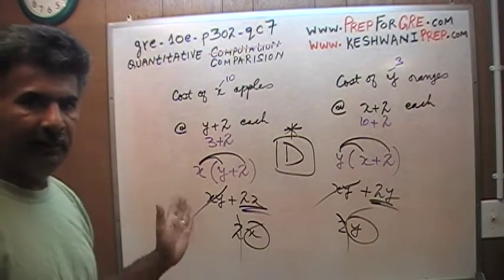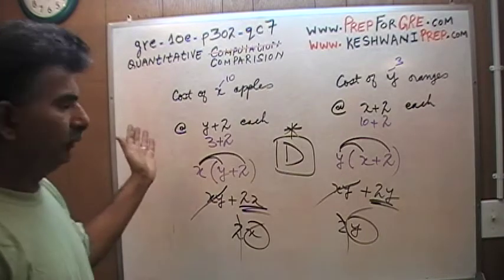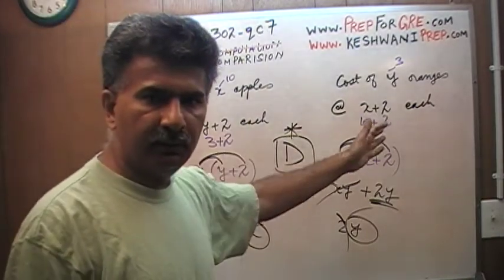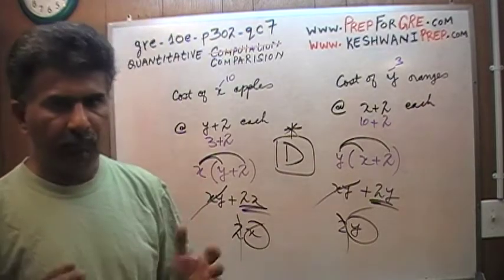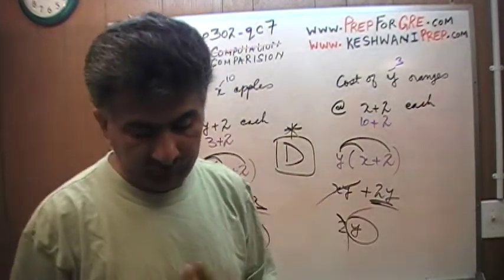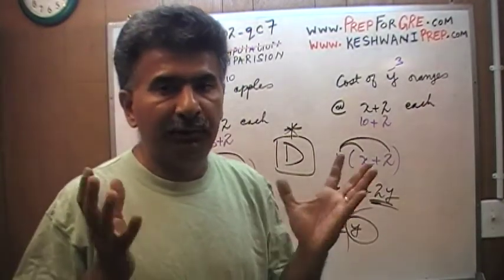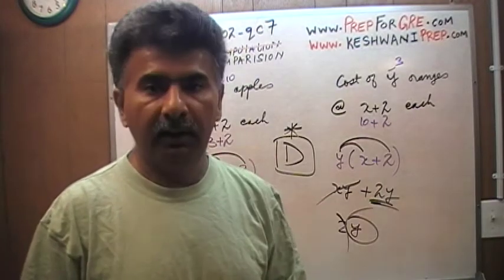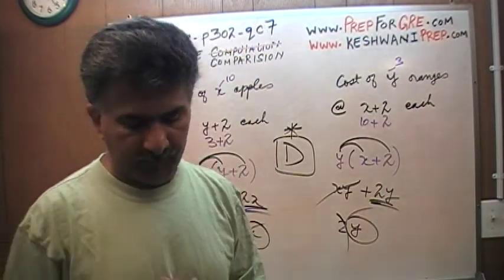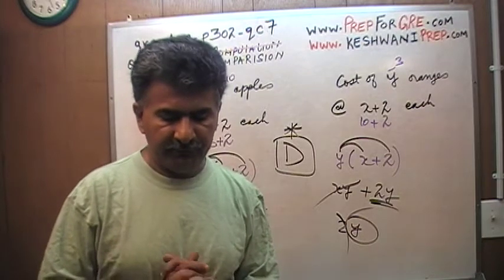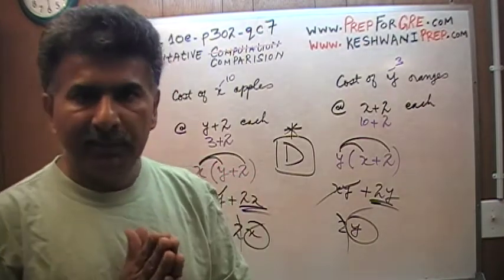If you plug in different values, then the answer will change. In one scenario, one column will be bigger. In the other scenario, the other column will be bigger, depending on what values you plug in. And maybe in some scenario, they might be equal to each other. But we do not know what x and y are. So the answer is indeterminate. It cannot be determined. The answer is D.